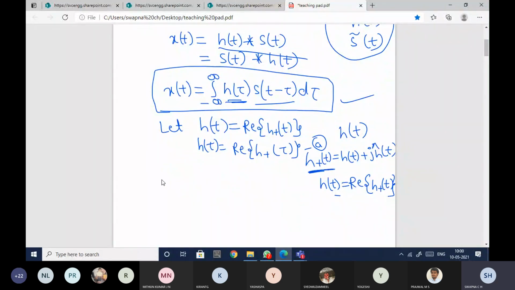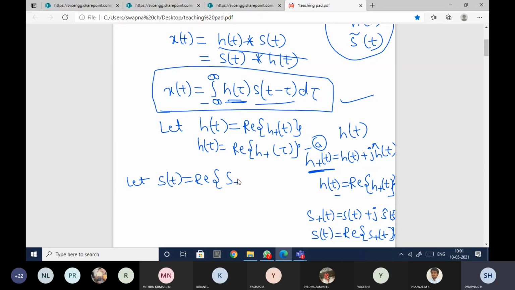Then I'll write one more equation. In the same way, S of t is also a bandpass signal, so S of t can be represented in the same way. I can write S plus of t is equal to S of t plus j S tilde of t, where S tilde of t is the Hilbert transform and S of t is the bandpass signal. So if I want to find S of t, it is nothing but the real part of S plus of t. The same thing I'll use here. So let S of t be equal to the real part of S plus of t. But here I don't want S of t, I want S of t minus tau.